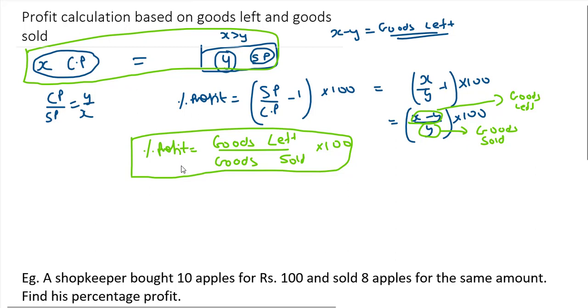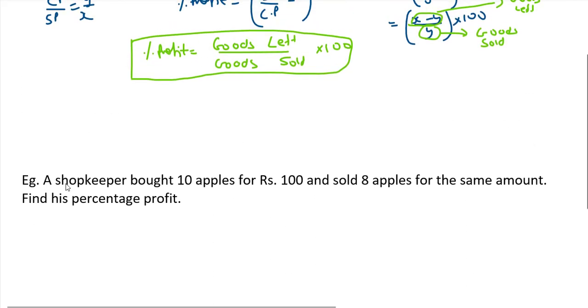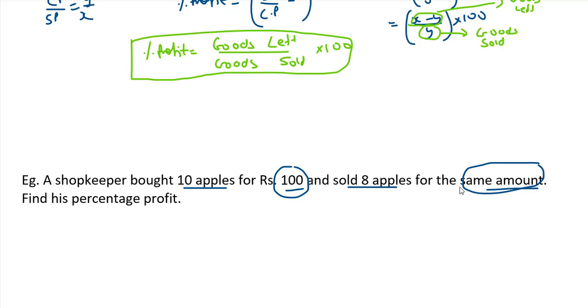Now let us solve one example and understand how to apply this formula. In this example, as you can see, a shopkeeper has bought 10 apples for 100 rupees and sold 8 apples for the same amount. So your total cost price, which is 100, is same as your total selling price because he is selling at the same amount. So now here the goods bought is 10 and goods sold is 8. So what is your goods left? 10 minus 8, which is 2.